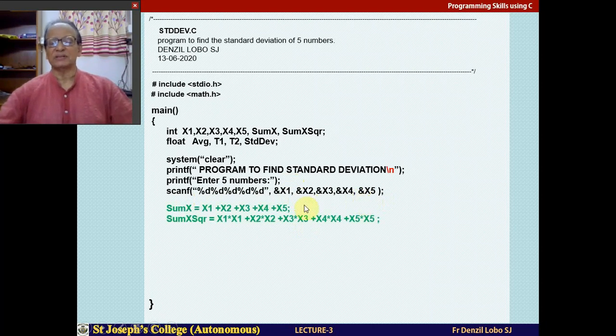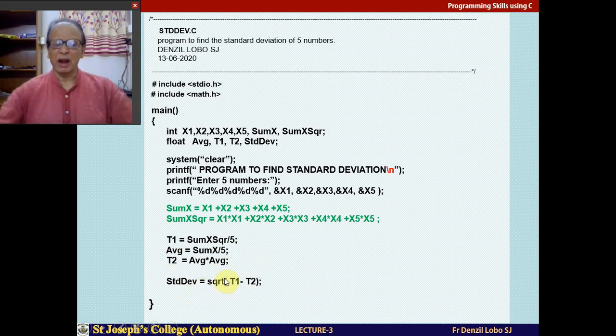And here we find the sum of those 5 numbers, find the sum of squares of those 5 numbers, find T1, the first term, find the average of those 5 numbers, calculate T2 by multiplying average by average, and then we find out standard deviation is equal to SQRT of T1 minus T2. Now SQRT is a function which is declared in math.h. Therefore you have to write include math.h, this library, and then only it will be able to compile this program, and with that we complete this program.